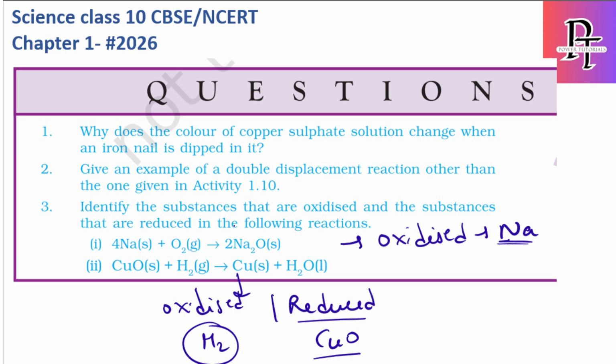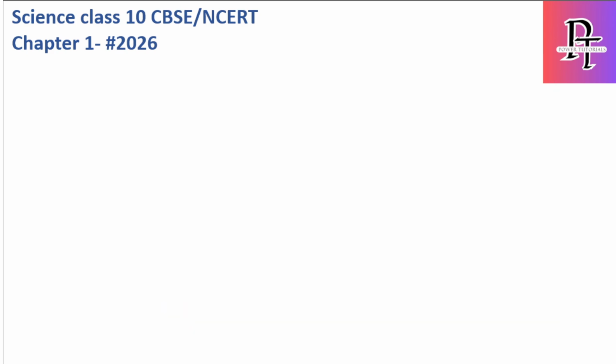Okay. So in this way, all the in-text questions of the first chapter, which is chemical reactions and equations, have been solved. So in the next video, I will try to solve at least a few questions of the exercise questions. Exercise questions will be solved in the next video.